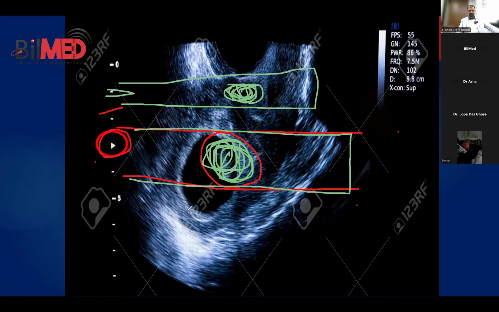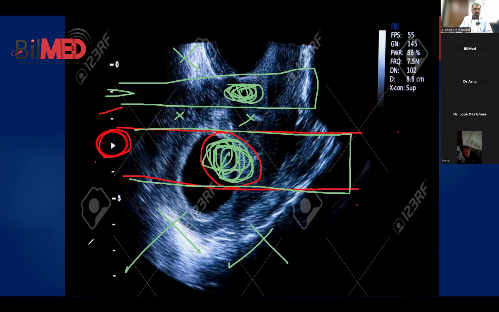I am not concerned about this area. I am not bothered about this area, and I am not bothered about this area. So I will move my focal zone as per my area of interest, and whenever needed, I can switch from a single to a multifocal focal zone. So these were the questions from Dr. Subhalata. And one more question from Dr. Subhalata is regarding the Cine loop.